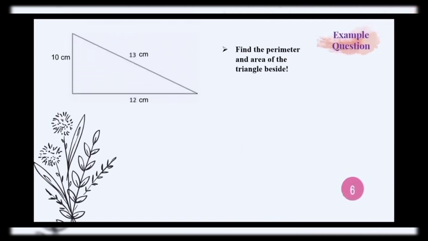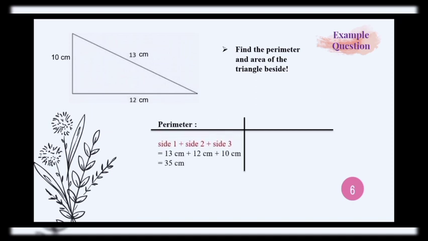Next, an example question. This is a right triangle where the hypotenuse is 13 centimeters, the base is 12 centimeters, and the height is 10 centimeters. The question is: find the perimeter and area of the triangle. First, we want to find the perimeter. The formula of perimeter is side 1 plus side 2 plus side 3. So, 13 centimeters plus 12 centimeters plus 10 centimeters equals 35 centimeters.